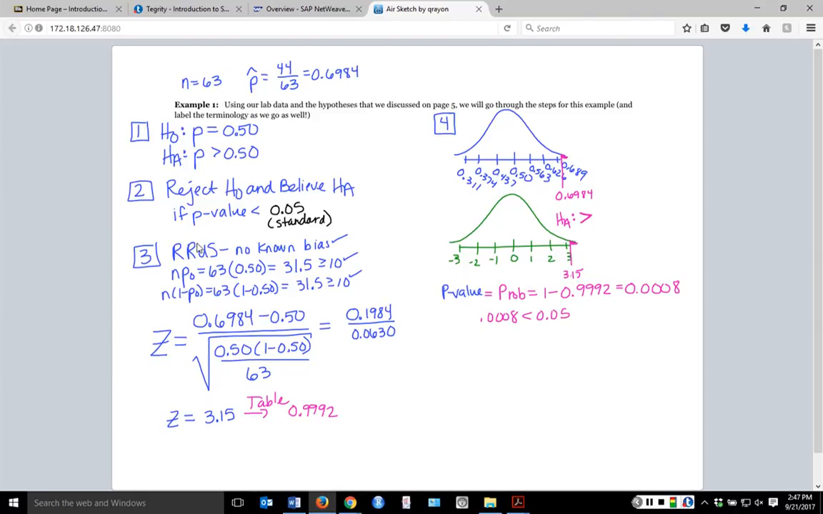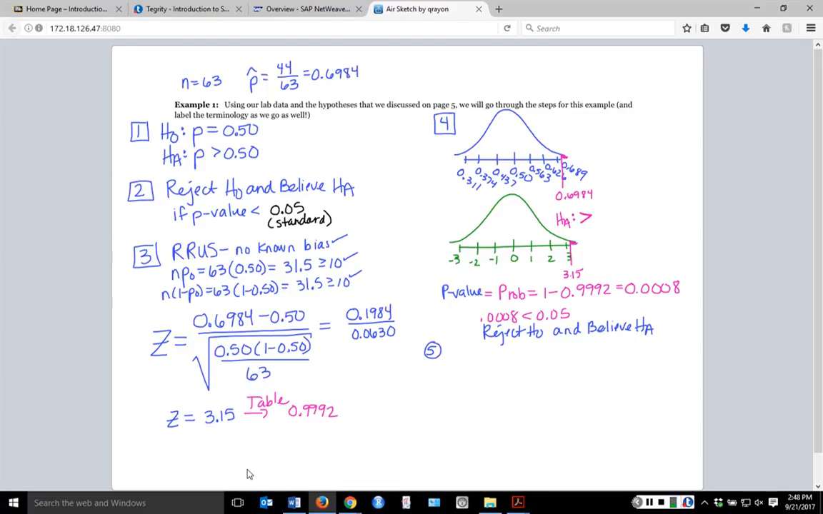So because of that, I am going to reject the null hypothesis and believe the alternative hypothesis, just as step 2 tells me to do. If this is less than that, I'm going to reject the null and believe the alternative hypothesis. So that's exactly what I'm going to do. What step 5 is asking us to do is to take everything that we just did, but put it in context as well. So let's do both interpretations here for step 5.